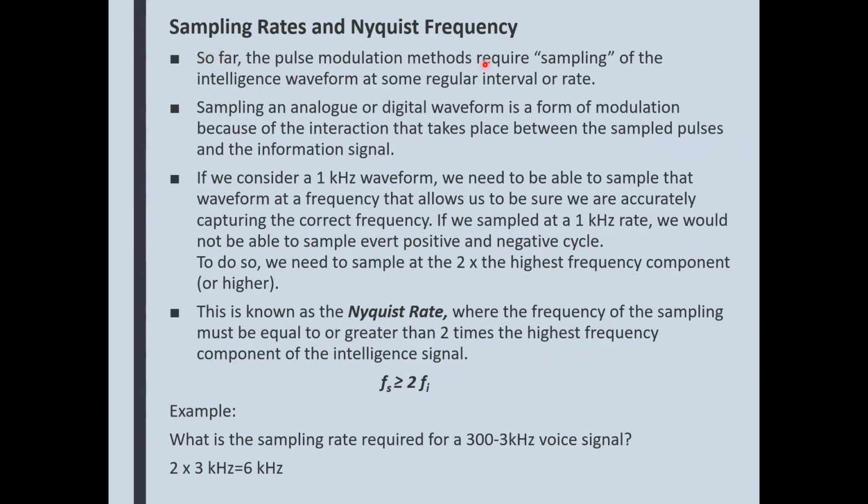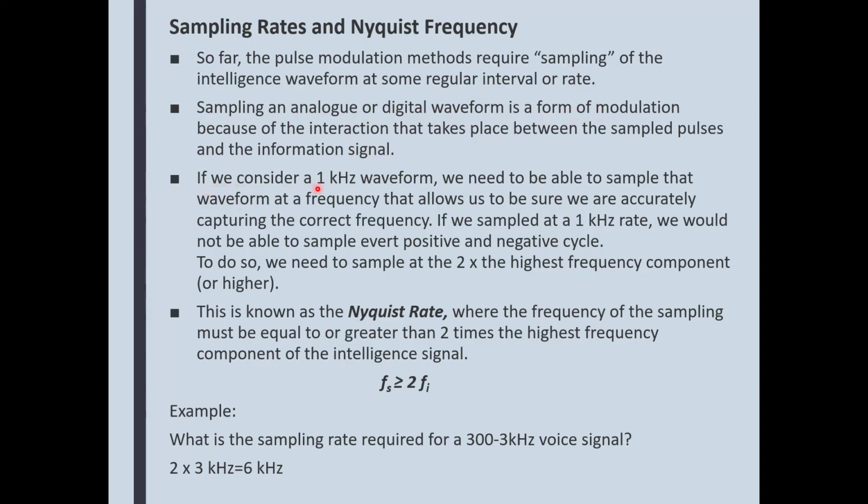So far, the pulse modulation methods require sampling of the intelligence waveform at some regular interval or rate. Sampling an analog or digital waveform is a form of modulation because of the interaction that takes place between the sample pulses and the information signal. So that's why sampling is modulation.